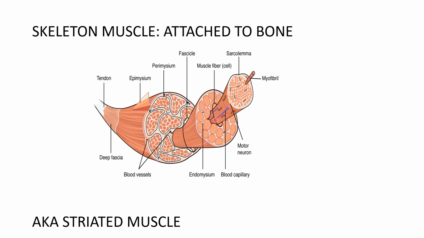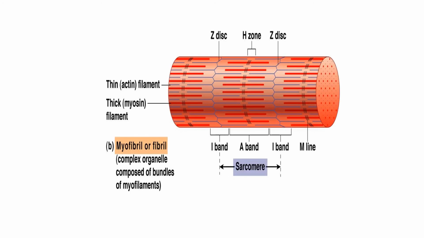Now if one muscle fiber is removed and zoomed, it contains a large number of myofibrils, as you can see over here. And this is the sarcolemma, that means the cell membrane. Now, if we take a small part of a myofibril, what we see is a thin actin filament, which is this, and a thick myosin filament, which is this, red in color.